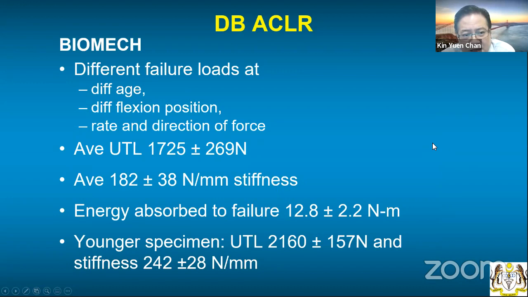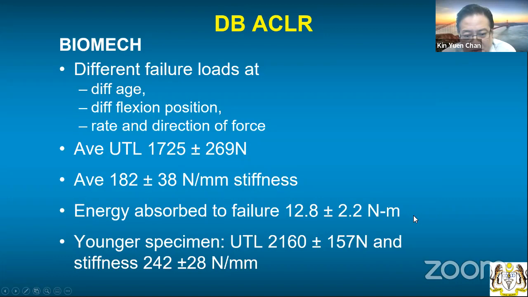Biomechanically, the ACL itself has different failure loads at different ages. It will also fail at different flexion positions of your knee, and depending on the rate of the force applied. The average ultimate tensile load is about 1,700 newtons, but in a younger patient, it'll be about 2,160 newtons, as shown here. It's not a very stiff structure, but it's reasonably strong, and it is able to absorb a lot of energy before it fails.